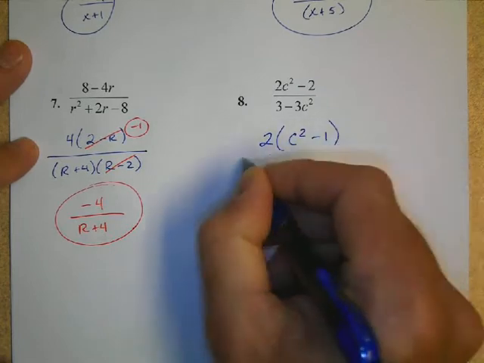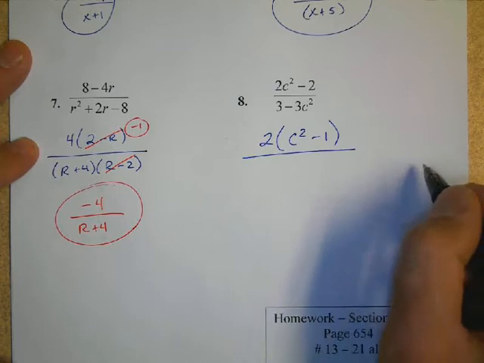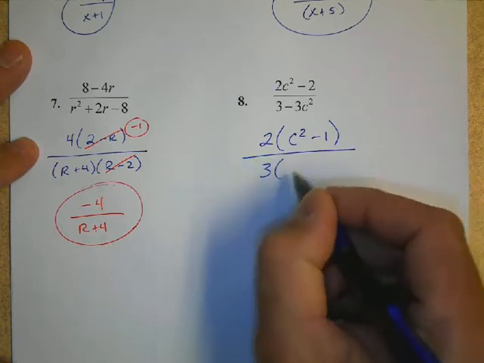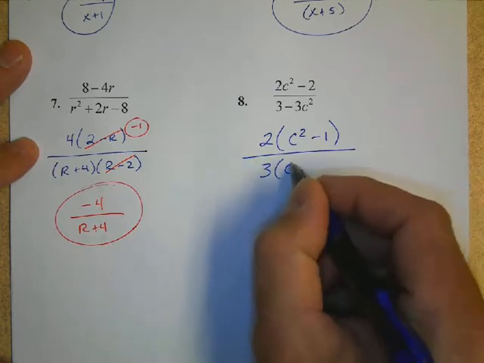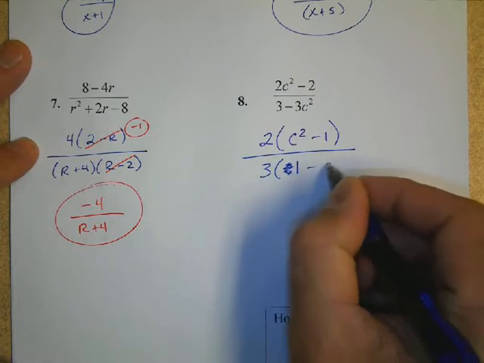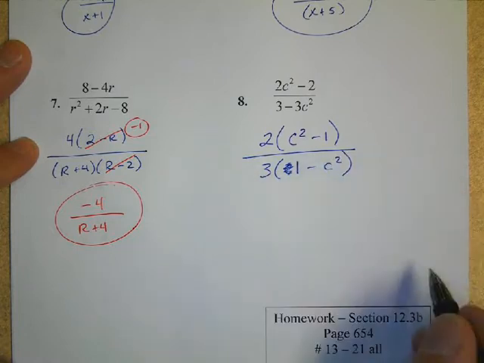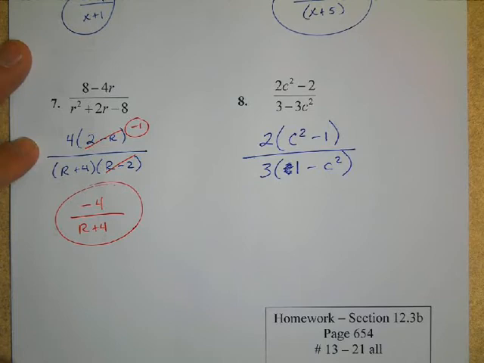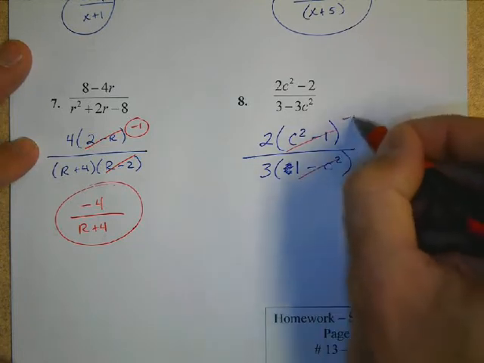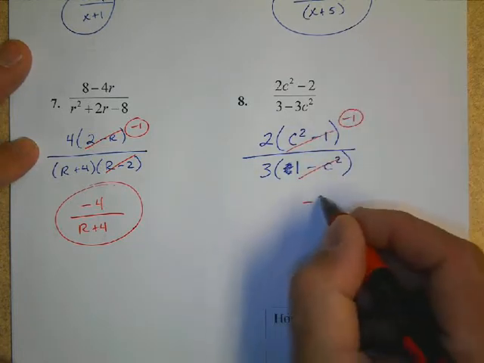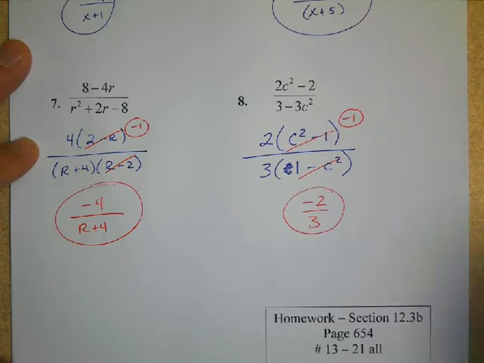Let's look at our last one. Do you see and recognize the fact that they both have a 2 in it? Well, that's the GCF. That leaves us with c squared minus 1. The denominator also has a GCF of 3. That leaves us again with 1 minus c squared. Well, c squared minus 1 and 1 minus c squared cancel to negative 1. So our answer is negative 2/3.